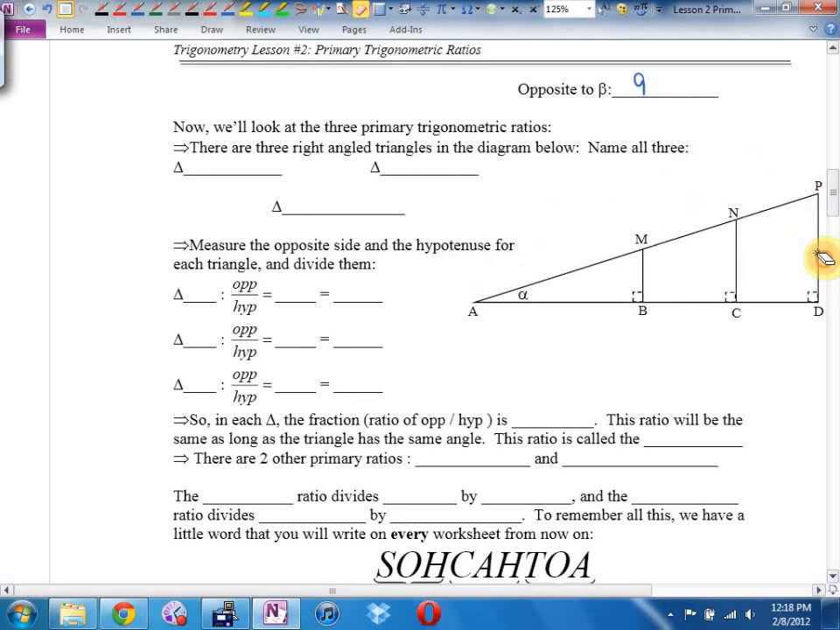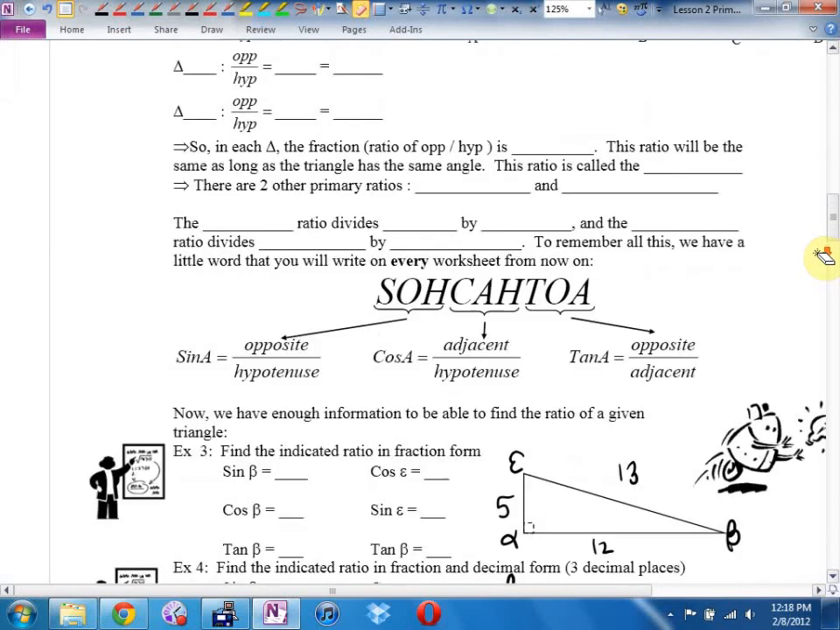In fact, a long time ago, people noticed that these ratios, these decimal answers, keep appearing, and we gave them names. The fraction opposite divided by hypotenuse is called the sine. Spelled S-I-N-E, abbreviated S-I-N. The other 2 trig ratios, cosine and tangent.